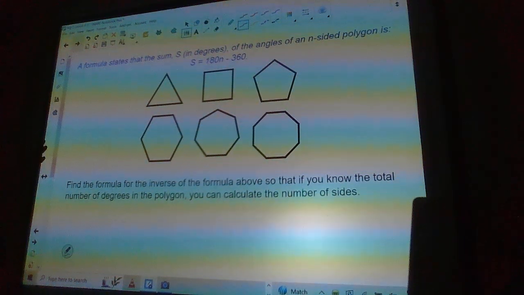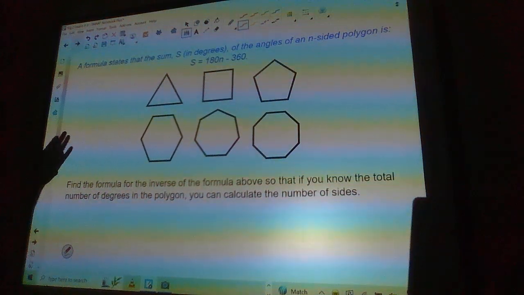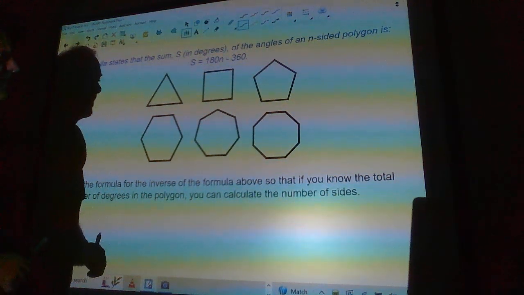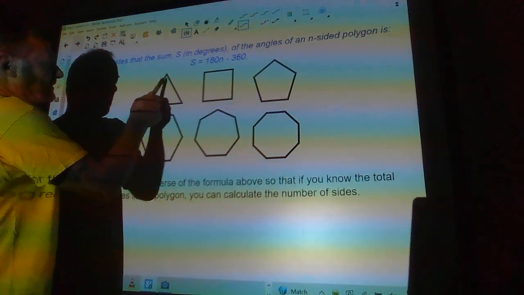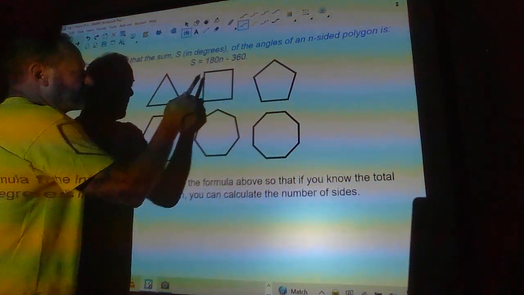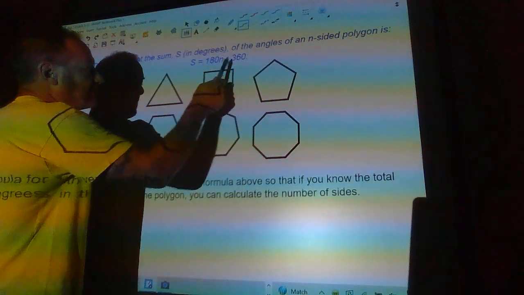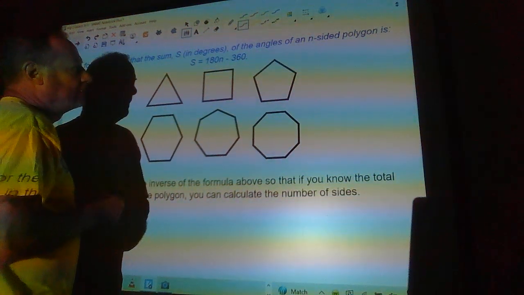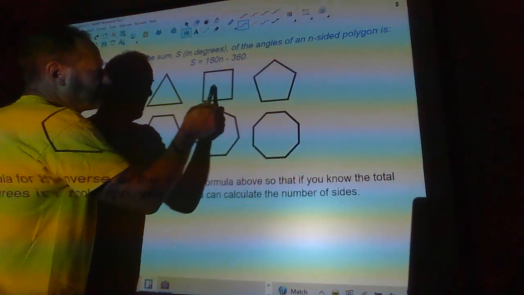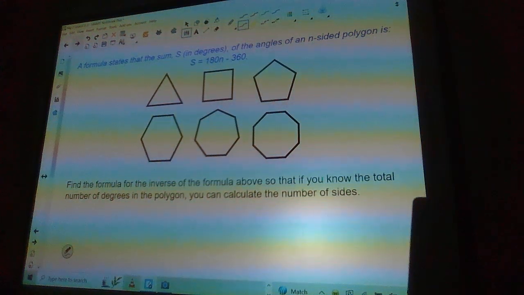Okay. A formula states that the sum S in degrees of the angles of an n-sided polygon is S equals 180n minus 360. Basically what that means is, if I've got 3 sides and plug that in, we know that there's 180 degrees in a triangle, but if I plug it in there, 3 times 180 is 540. Subtract 360, I get 180. Okay, if I plug in 4, I get 720 minus 360 is 360, which is how many degrees there are in a rectangle, or a quadrilateral.